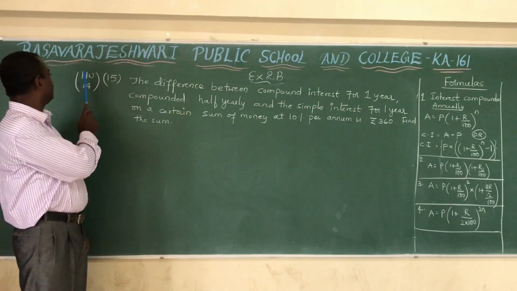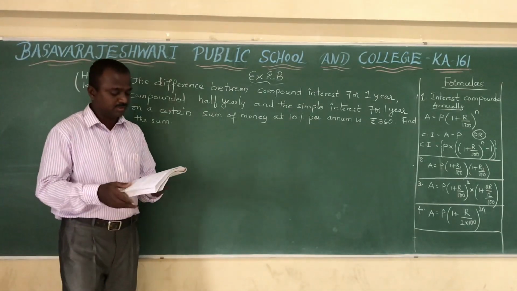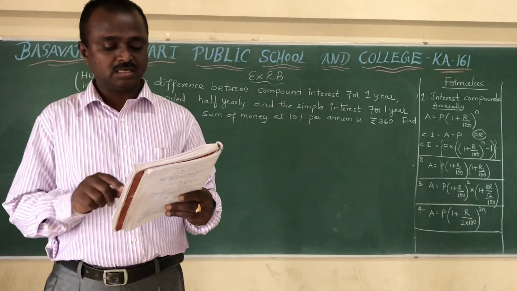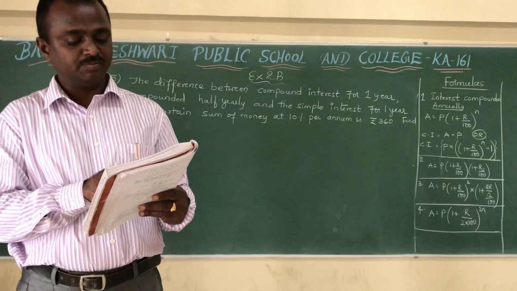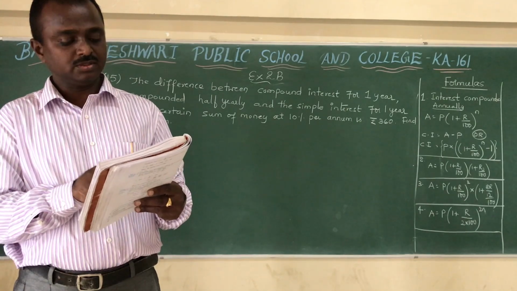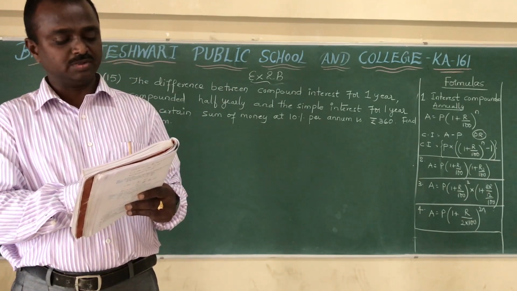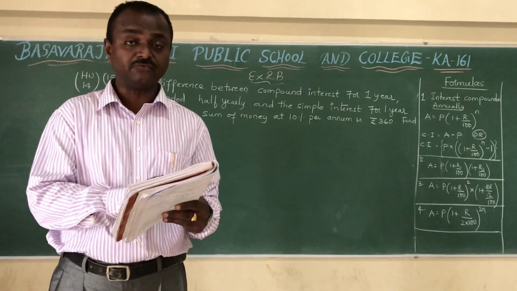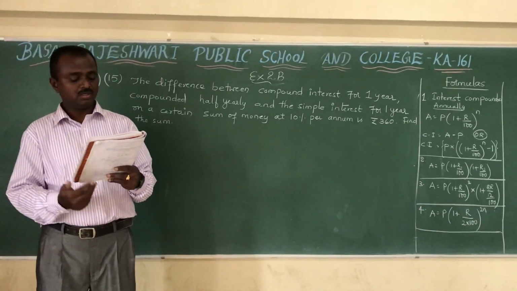I want to give question number 14 as homework. Why? Because already I did question number 13. The difference between the simple interest and the compound interest on a sum of money for 3 years at 10% per annum is rupees 558. Find the sum. So this is question number 14. Already I did a similar sum in question number 13, so question number 13 and 14 are similar to each other. Therefore I am giving this sum as homework. So do it at home.